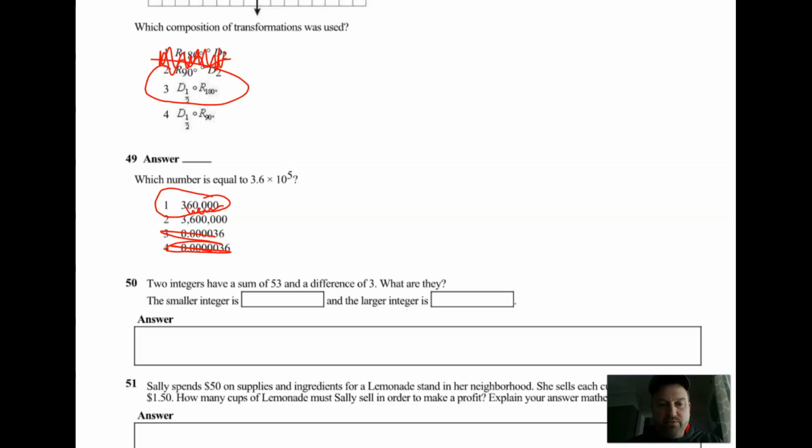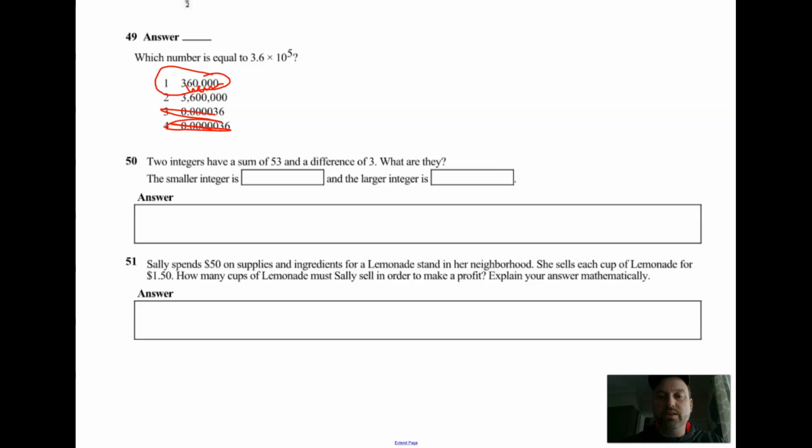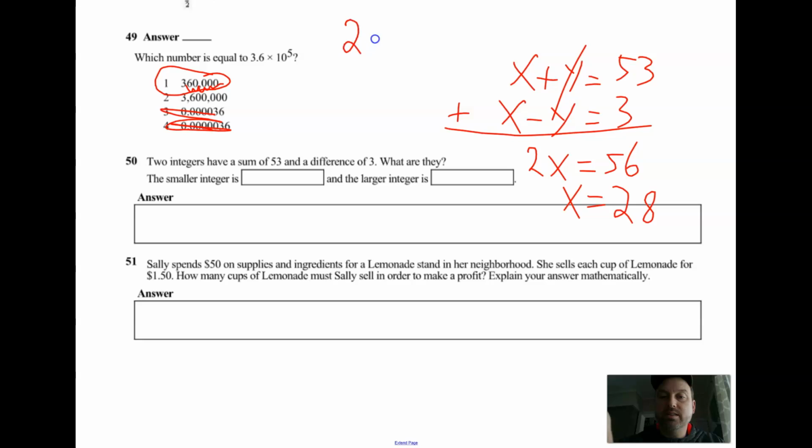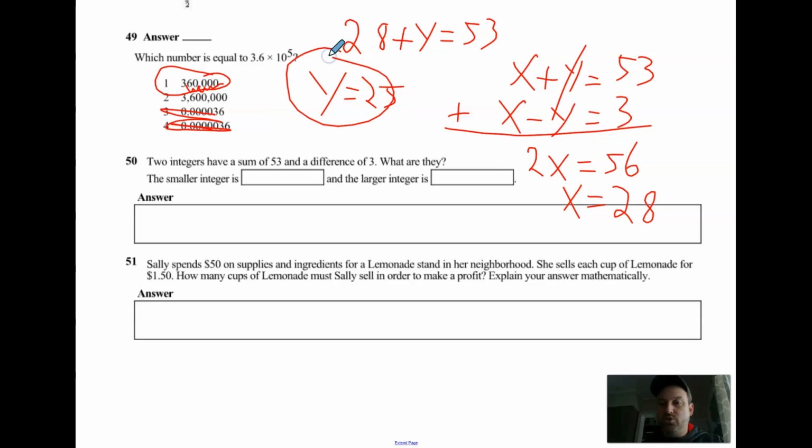And lastly, number 50. Two integers have a sum of 53 and a difference of 3. What are they? It's actually a systems question. Two numbers I add together, I get 53, but when I subtract them, I get 3. So it's set up for an elimination pretty quickly. The y's cancel, combine your x's. Divide by 2, x equals 28. Well, if x is 28, 28 plus y equals 53. Subtract: 53 minus 28 is 25. So there you go. You should have gotten 28 and 25.